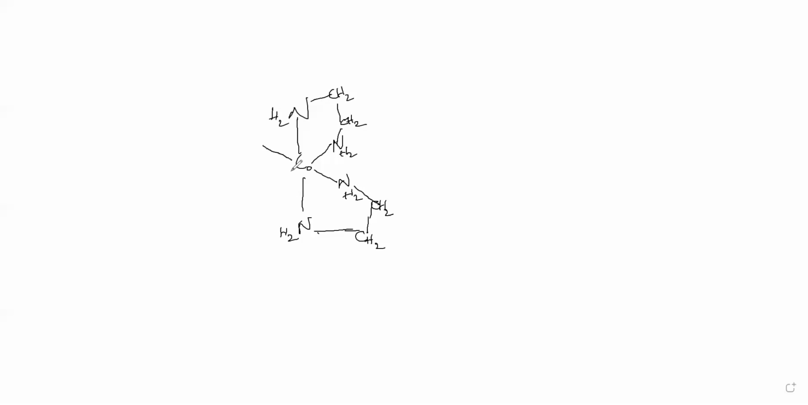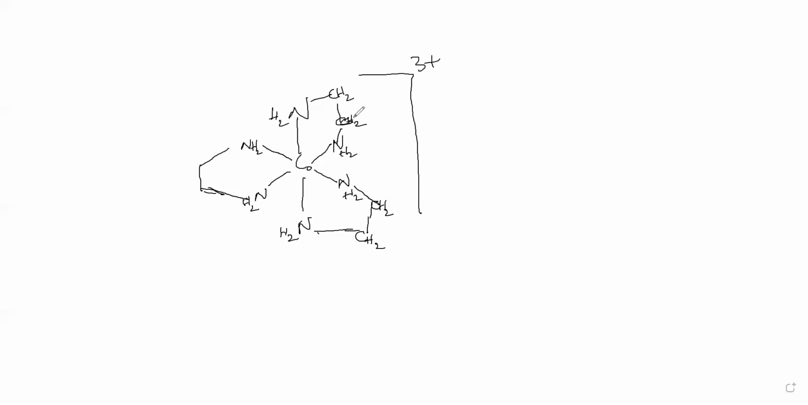And now this one will be like this. So you have this NH2, NH2. Okay. So this is how you actually have to represent. This is Co(en) thrice, having a charge of 3 plus.